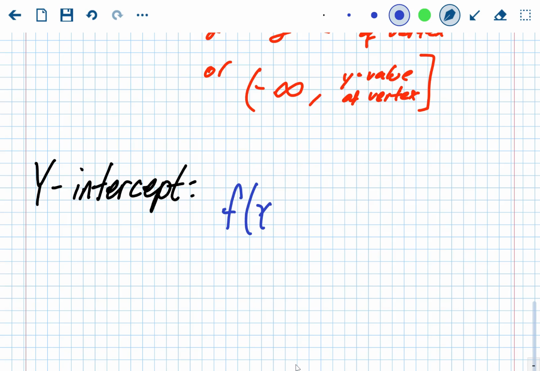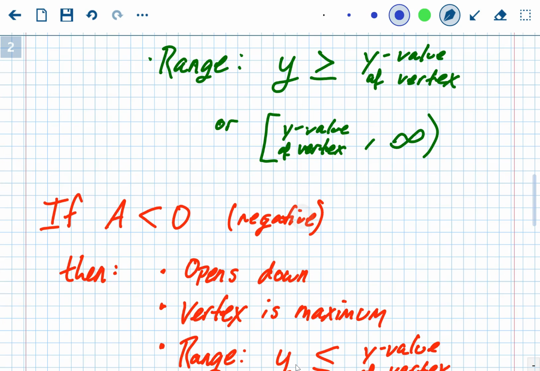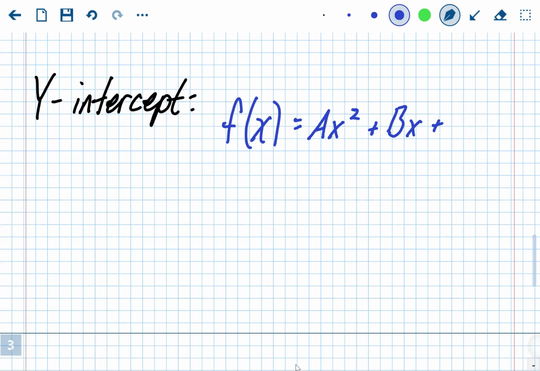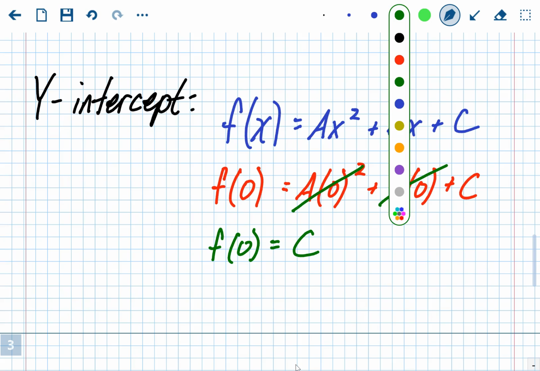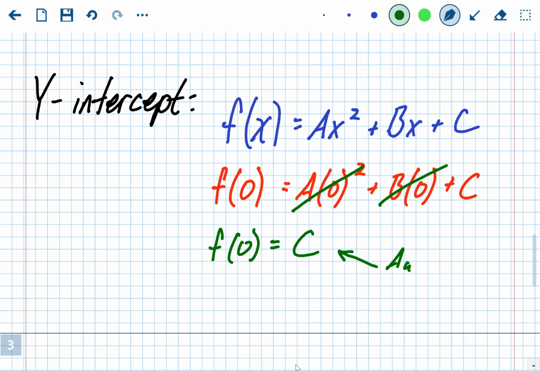We have a function, a standard form function, f of x equals ax squared plus bx plus c. Now, if we want to find the y-intercept of that, we would plug in 0 for all the x's. So we'd be finding f of 0 equals a times 0 squared plus b times 0 plus c. Now, the multiplicative property of 0, we know all those would go away. So we'd just be left with f of 0 equaling c. Which means that c is always going to be the y-intercept. That constant term is always the y-intercept. So it's always going to be the point 0, c.